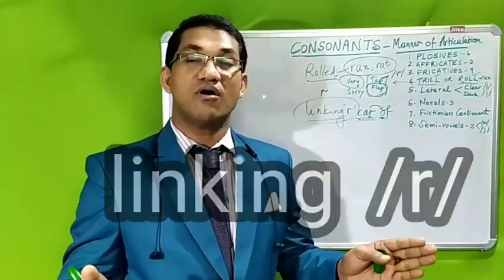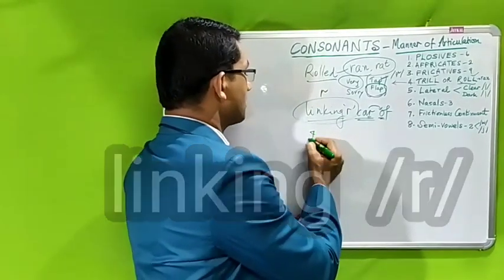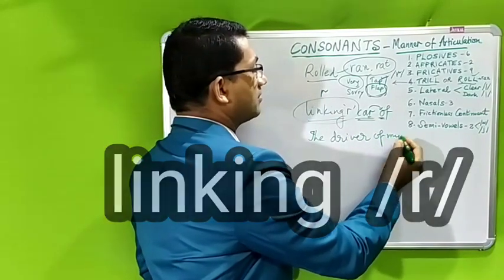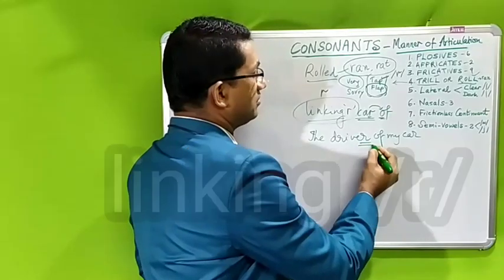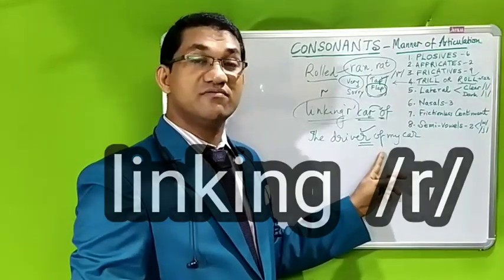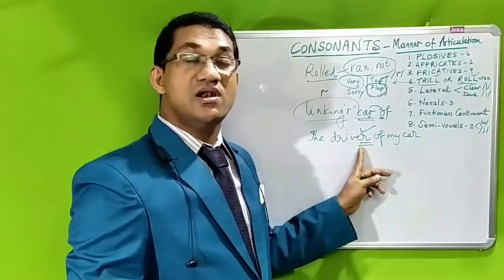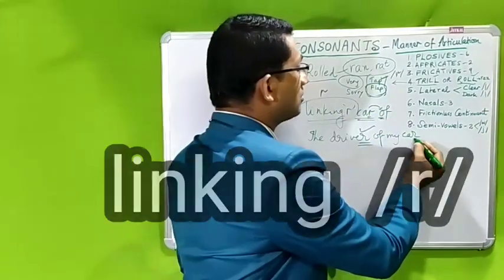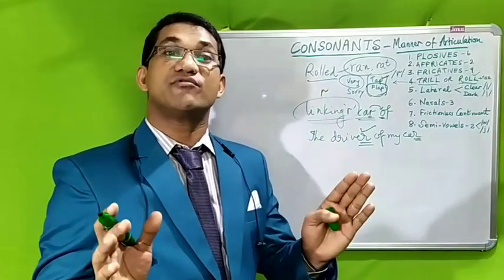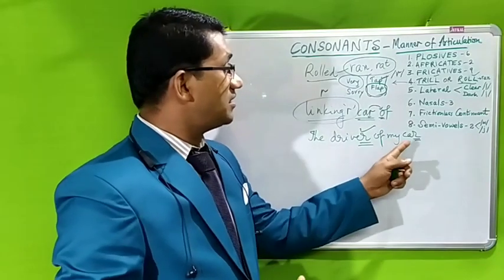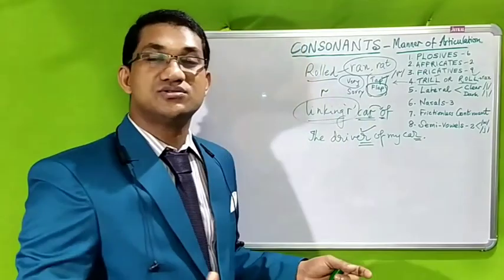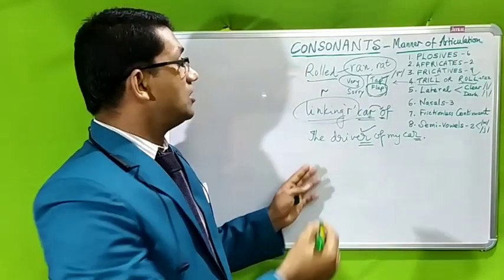Another example of linking R is the driver of my car. Look at the example: the driver of my car. This particular R in driver is audible because the next word begins with a vowel. This is known as a linking R. But the last R, in the driver of my car, the R in car is inaudible, because the sentence ends there, and it is not audible. Okay, and that is linking R.